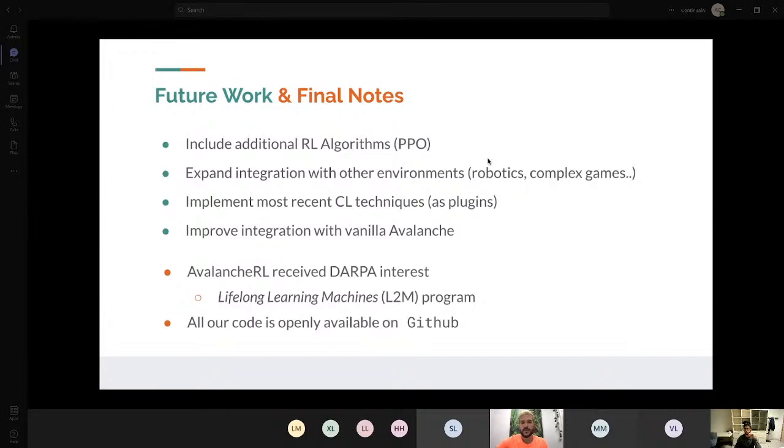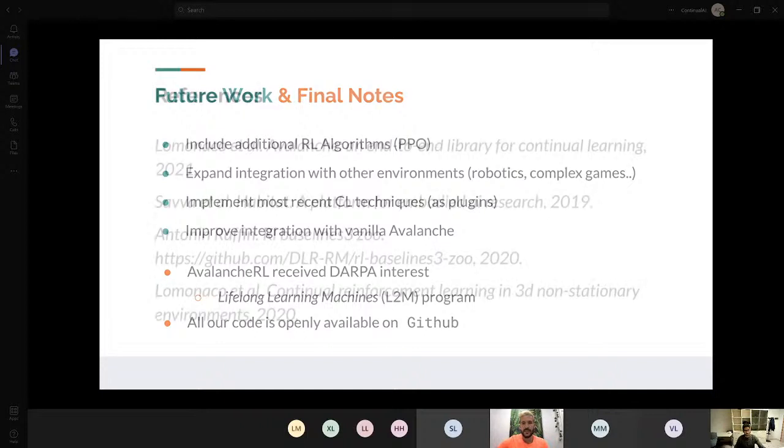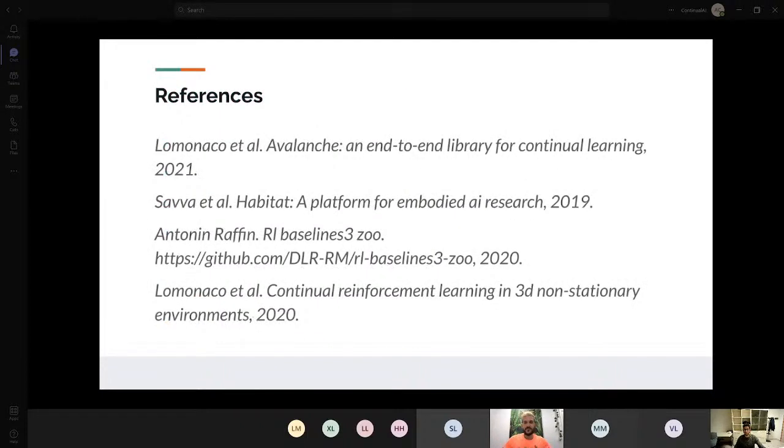And as final notes, this work has received some interest from the teams working on the DARPA challenge, which is this year on lifelong learning. So this is very good for the attention that this field is going to get. And obviously our code is openly available on GitHub. And that's about it. This concludes my presentation. Thank you all for your attention and time.